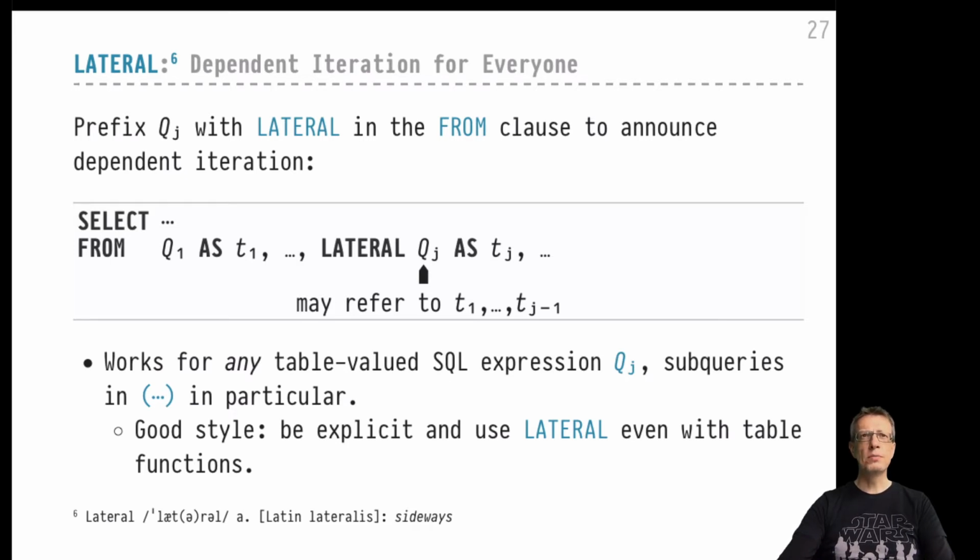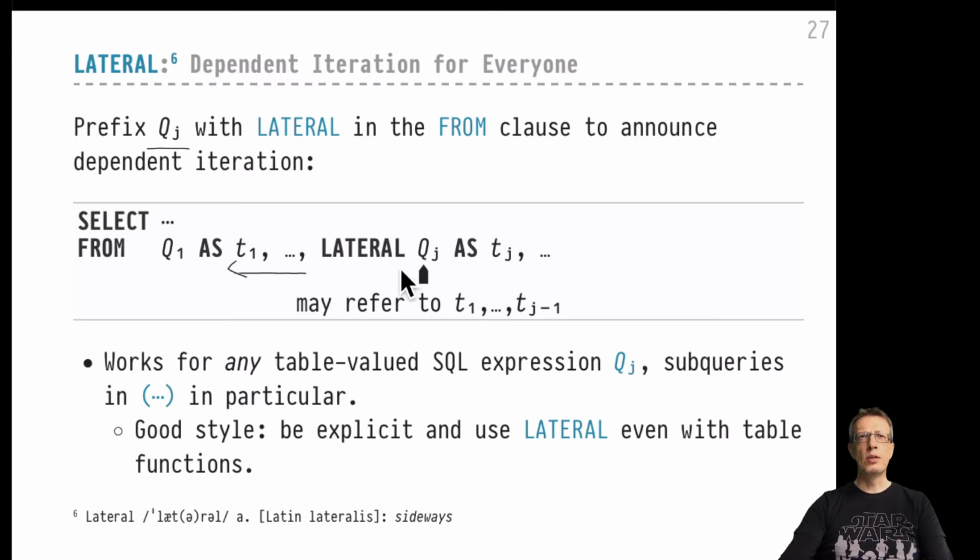All right. So with a lateral keyword prefixed to one particular tabular subquery Qj, we indicate that Qj is dependent on row variables that have been introduced to the left of this comma. So in Qj, we may refer to T1 and to T2 up to Tj minus 1. Of course, Tj is only introduced after we have evaluated Qj, but everything introduced before is indeed visible inside Qj. The scope extends from the left here up to the Qj here on the right.